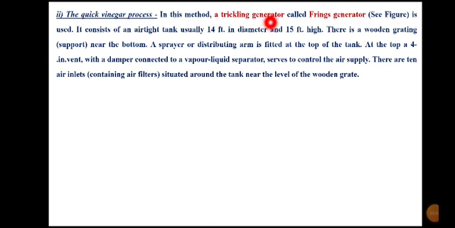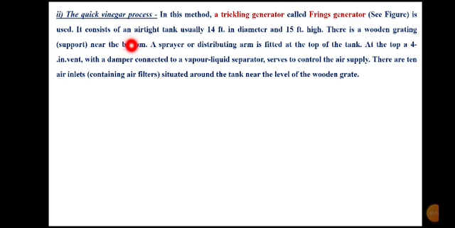One type of trickling generator is called the fringe generator. We'll see that in the figure and all its operation. The fringe generator is used for the large scale production of vinegar, and because vinegar is produced within a short period as compared to the Orleans process, it is called the quick vinegar process.